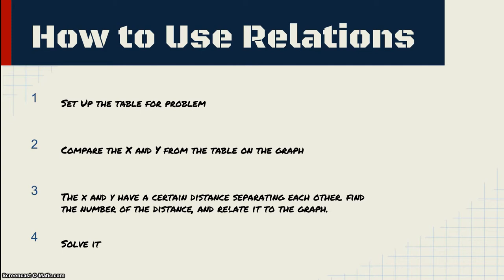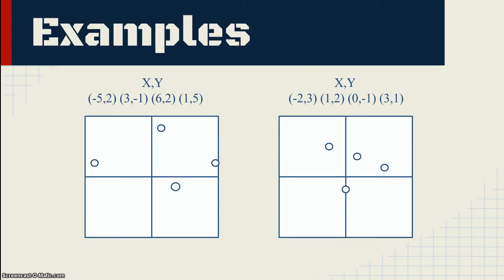Here are the steps on how to use relations. Number 1. Set up the table for a problem. Number 2. Compare the x and y from the table on the graph. Number 3. The x and y have a certain distance separating each other. Find the number of the distance and relate it to the graph. Number 4 is quite simple. Solve it.